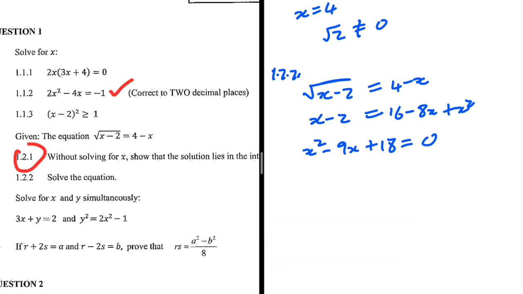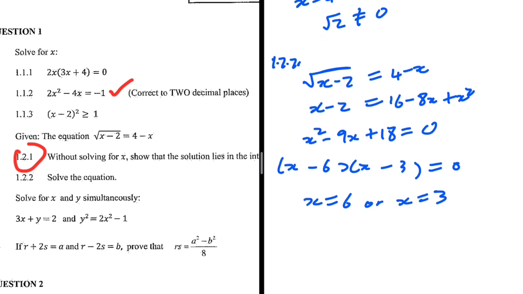So let's carry on. We need to factorize. We have x squared minus 9x plus 18, and this is equal to 0. Two factors of 18 that add to minus 9: minus 6 and minus 3. I think those two work. Minus 6 multiplied by minus 3 will give you plus 18, and they add to minus 9. So x is equal to 6 or x is equal to 3.